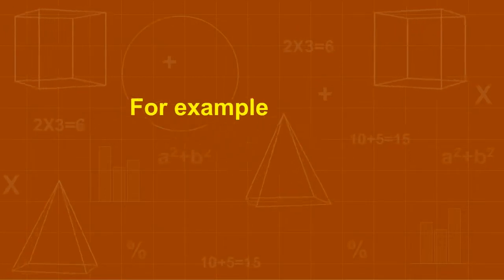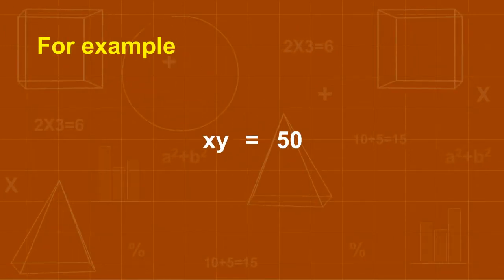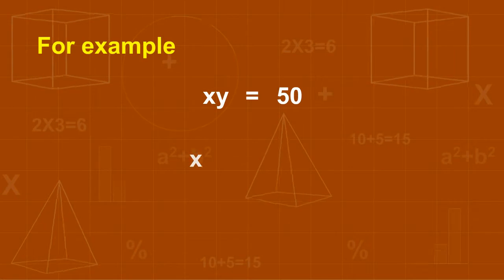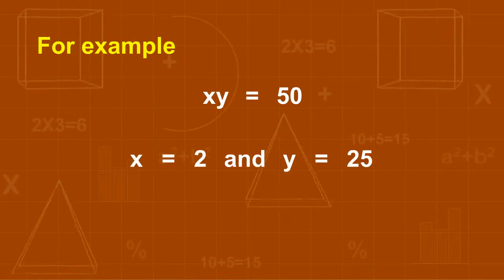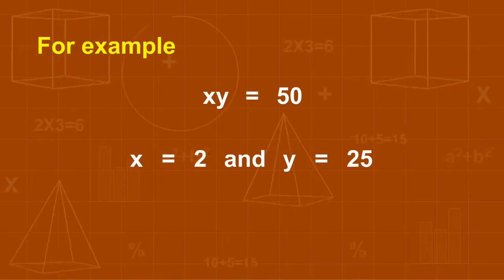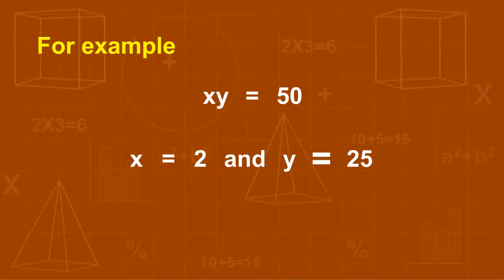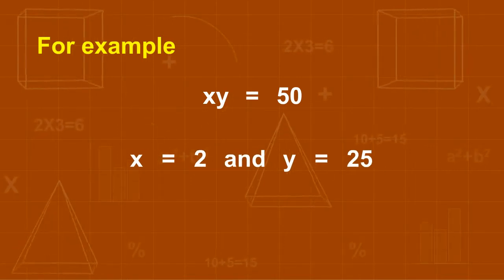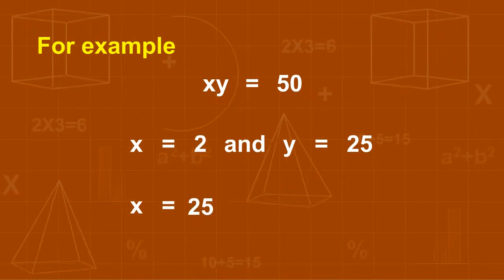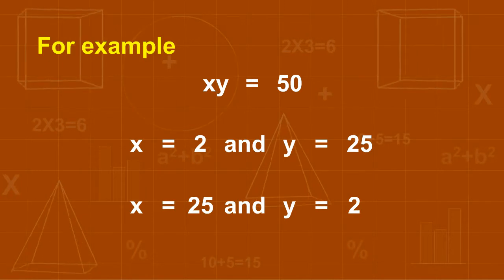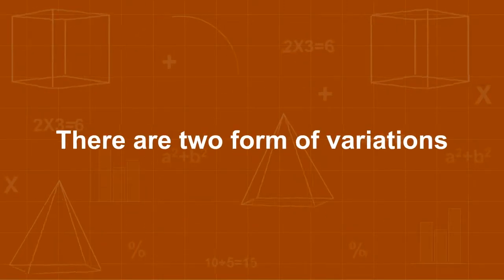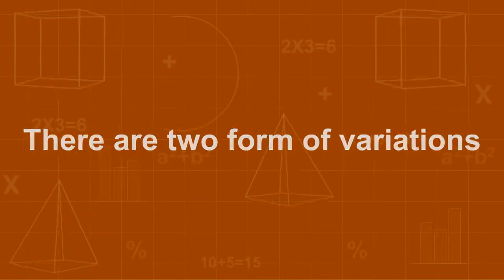For example, let's say xy is equal to 50. Now, if we put different values of x and y, like if x is equal to 2 and y is equal to 25, or x is equal to 25 and y is equal to 2, the answer will be the same. There are two forms of variations.